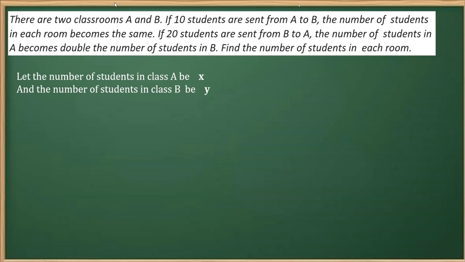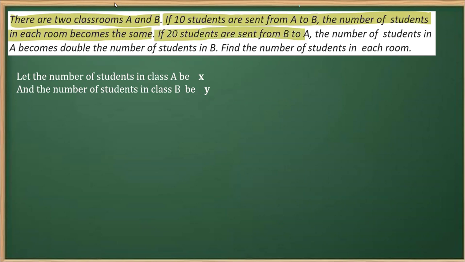One more word problem from the chapter linear equation in two variables. The question says that there are two classrooms, A and B. If 10 students are sent from A to B, the number of students in each class becomes the same. Now, after shifting the number of students, they have equal.